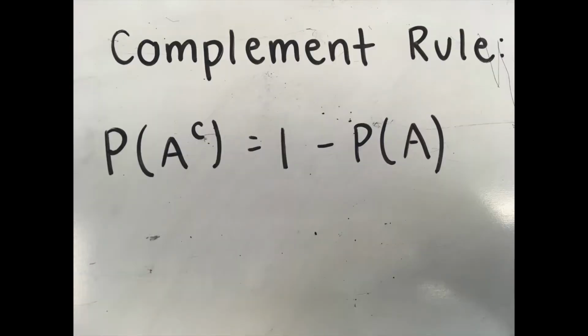The complement rule says that in order to find the probability of the complement of event A, you would just take 1 minus the probability of event A.